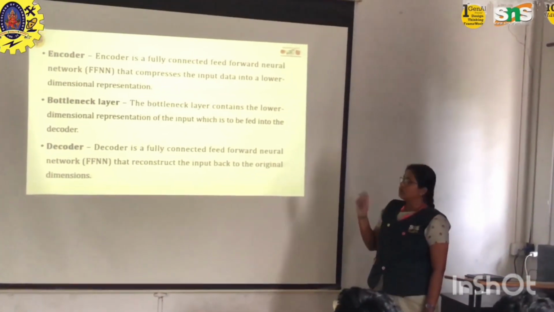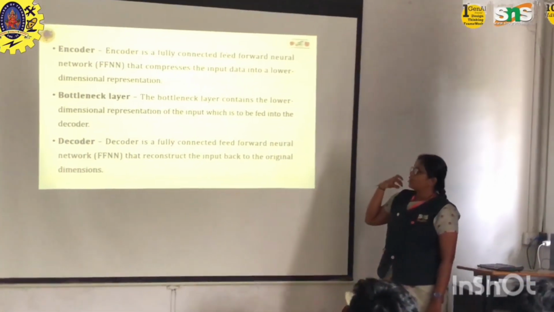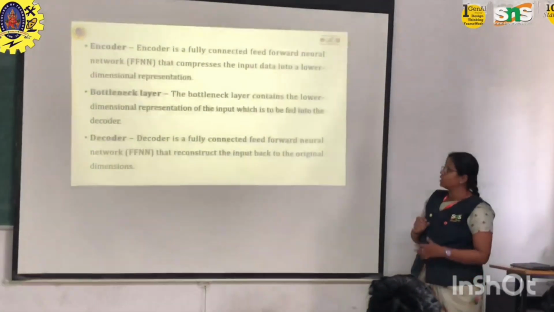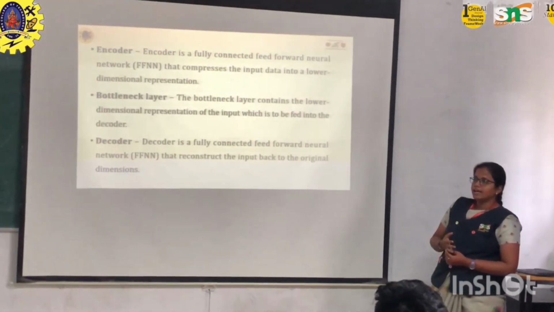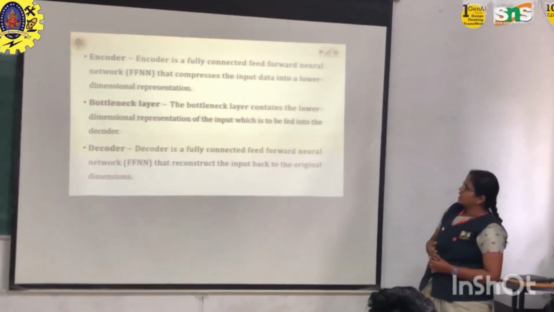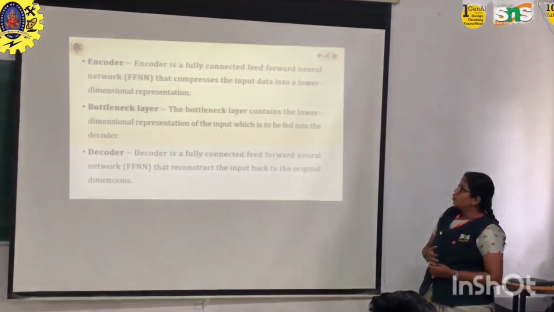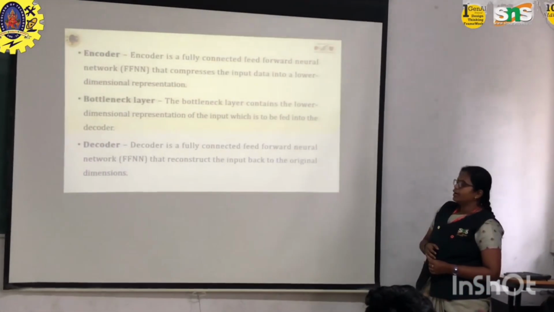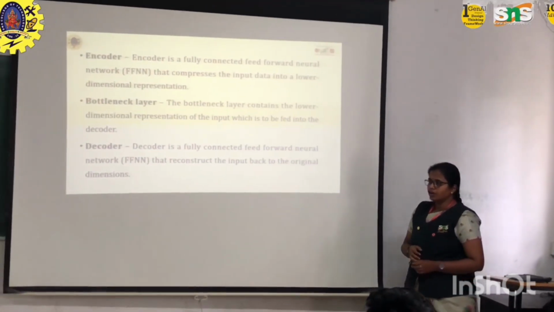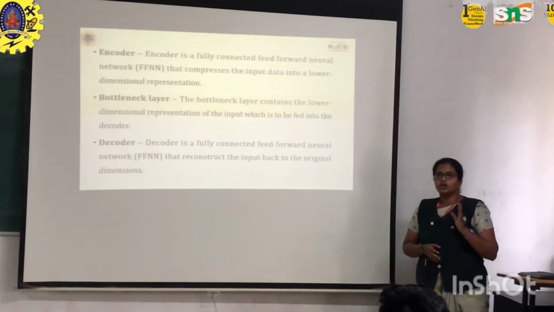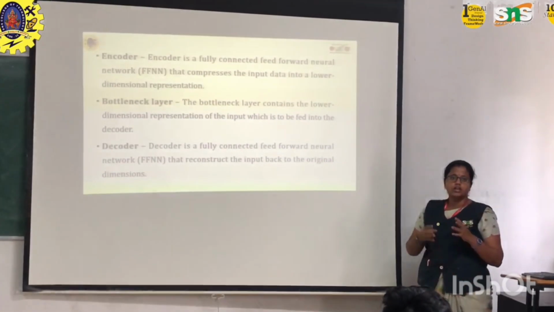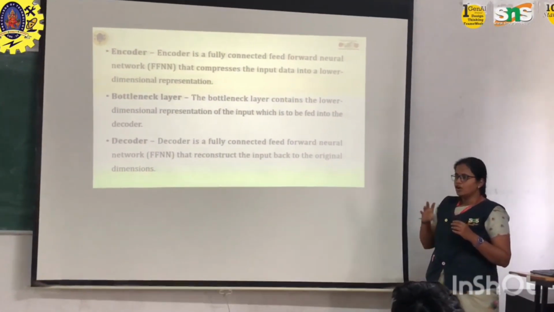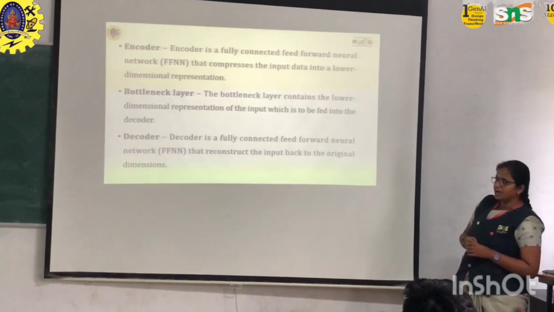The encoder is a fully connected feed forward neural network. It compresses the input data and gives us a lower dimensional representation. Next, what is the bottleneck layer? The bottleneck layer contains the lower dimensional representation of the input, which is to be fed into the decoder. When the lower dimensional representation I got from the input is fed into the decoder layer, it gives it to us in the decoder.